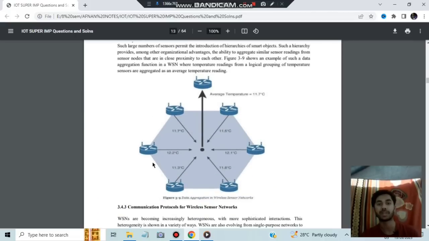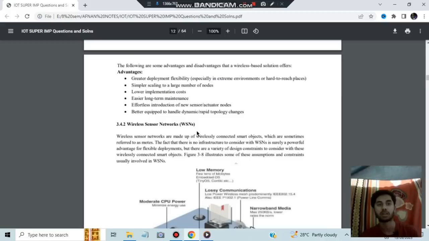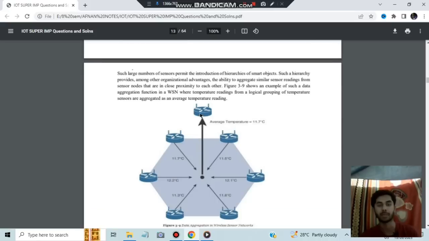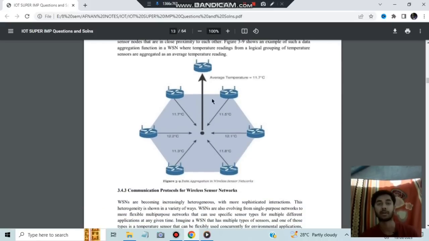And this is one of the diagrams you have to make, showing how these things are connected. In the wireless sensor networks, this is how they are connected. There will be one device here, and all the other devices, six devices, will be connected in a hexagon form.